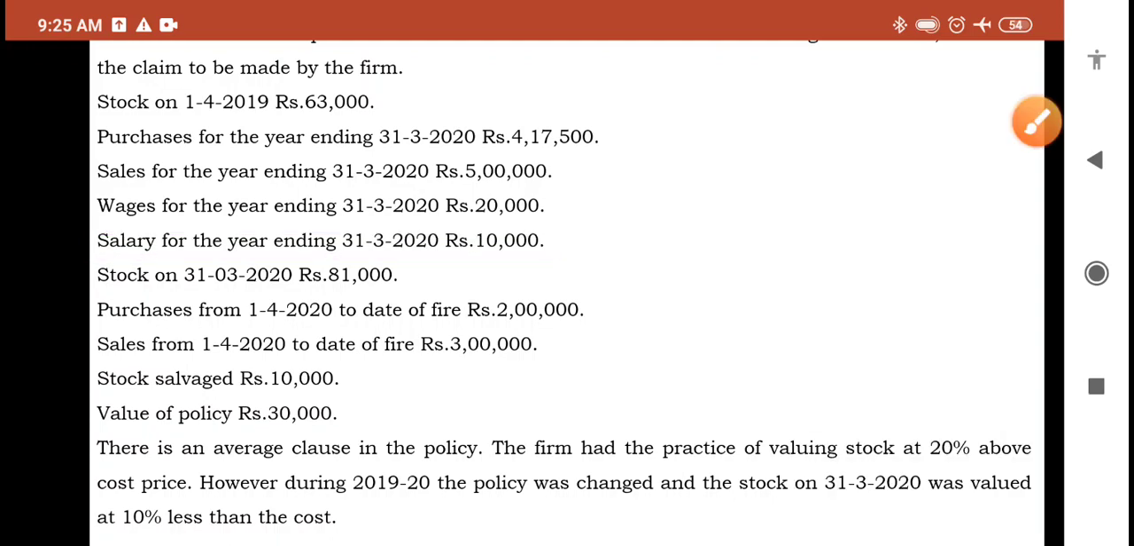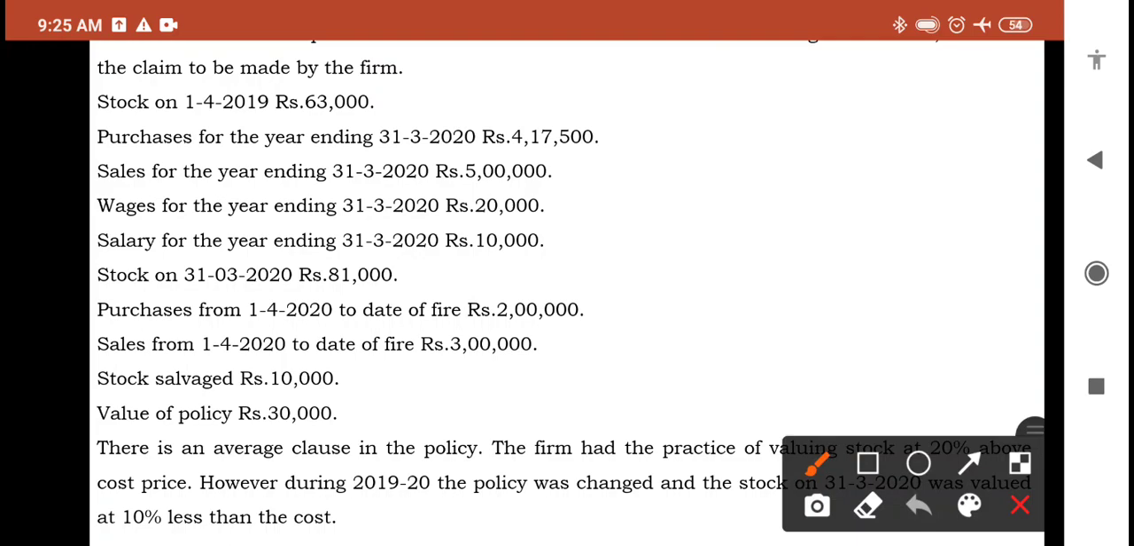Whenever indirect expenses are given in the question, you should ignore them. Only direct expenses are recorded in the trading account or memorandum of trading account. But indirect expenses, if given in the question, you should ignore. Salary is such an expense. Salary is an indirect expense, so you should ignore it. Nowhere should you take it into consideration.